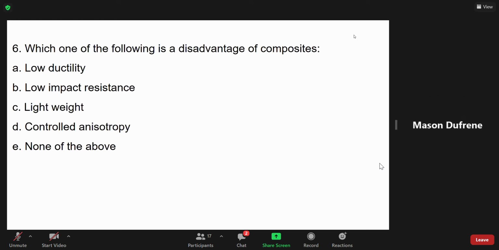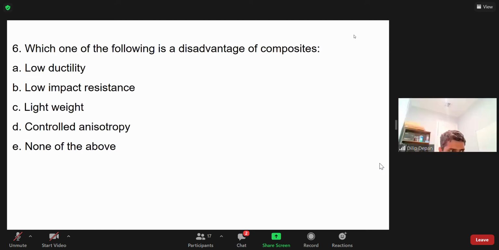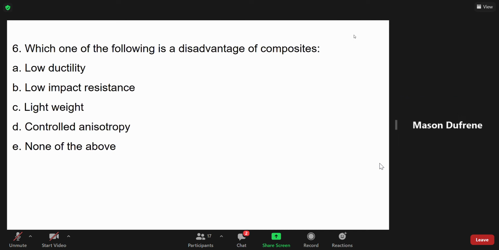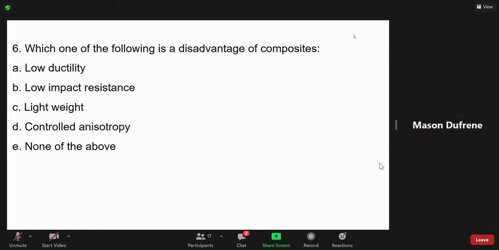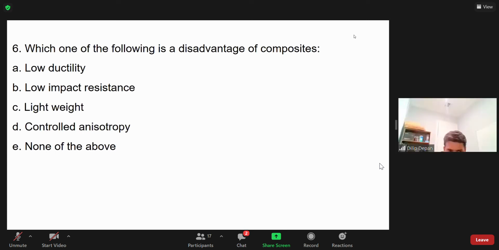Would one be low ductility? Once again, Mason, what did you say? Low ductility. Low ductility, yes. So one of the answers is low ductility. Why do you think, Mason, they have low ductility? Isn't it because they're fibrous, so they aren't moldable? Yes, very good, because the fibers are brittle. So the fibers are brittle. That's why they have low ductility. Okay, so that is one of the disadvantages of composites.